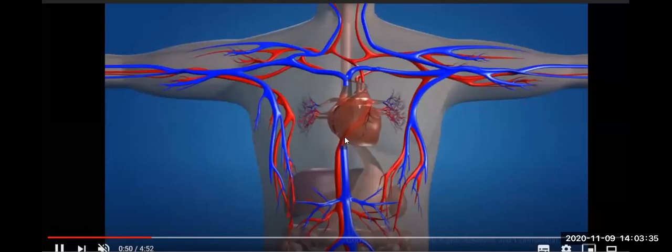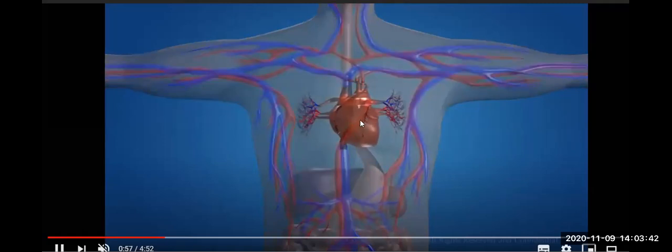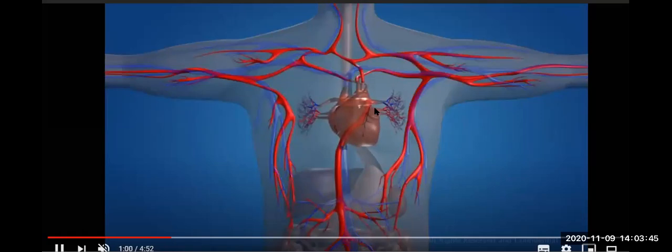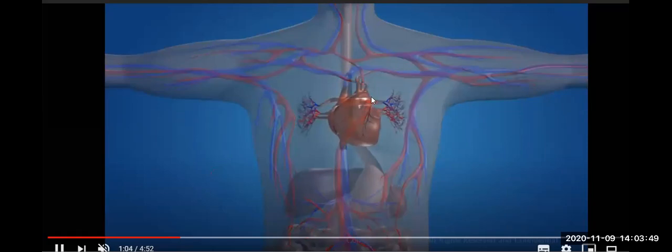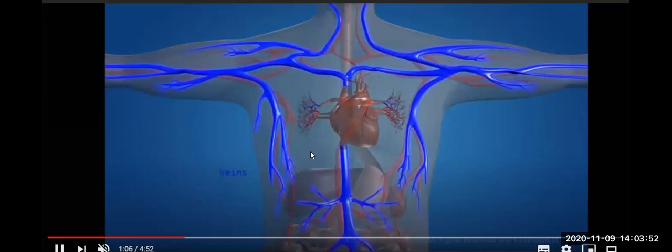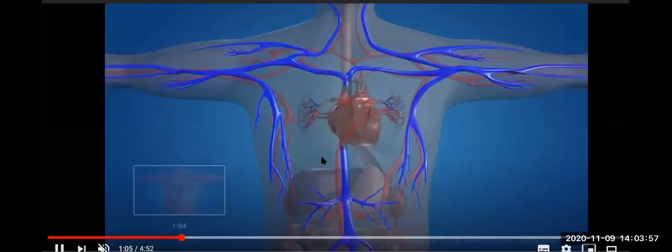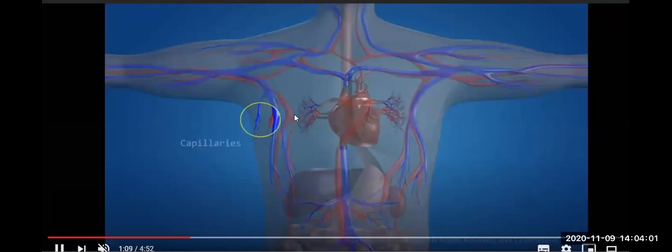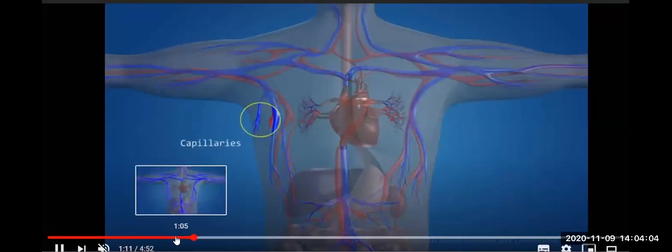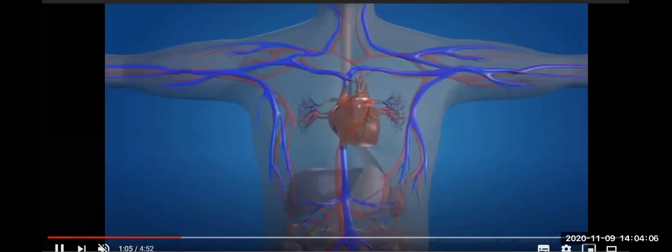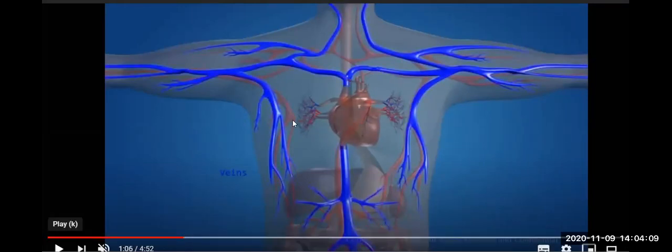Now let's see the heart. We have a muscle which is very peculiar. Why? Because this muscle will contract and expand regularly, so that the heart acts as a pump for blood. Now, when you talk about these pipes, they are basically of two types. First, the blue one and the red one. The red ones are called arteries, and the blue ones are called veins.